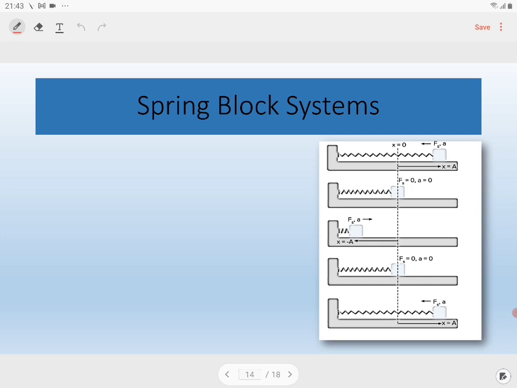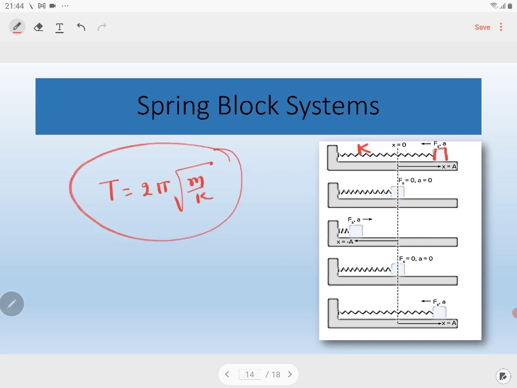See children here, in spring block systems we will see different situations. First we will see the simple one, the horizontal spring block system. Suppose a spring of spring constant k is connected to a block of mass m. Then the time period is given by T is equal to 2 pi root over m divided by k. This is the time period of the horizontal spring block system.